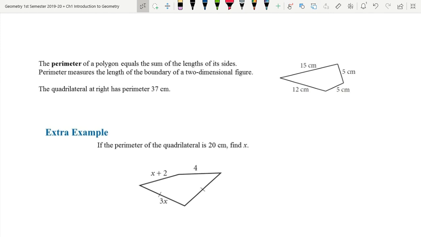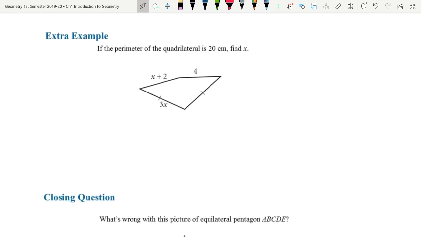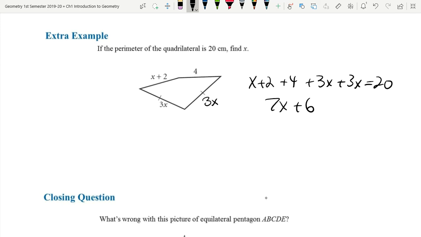Perimeter. What's the perimeter of a polygon? It equals the sum of the lengths of its sides. For example, the perimeter of this polygon would be 15 plus 5 plus 5 plus 12, which is 37. We have an example here. If the perimeter of a quadrilateral is 20 centimeters, find x. Well, this is also 3x, so x plus 2 plus 4 plus 3x plus 3x equals 20. So 7x plus 6 equals 20. 7x equals 14. x equals 2. Excellent. So x is 2.